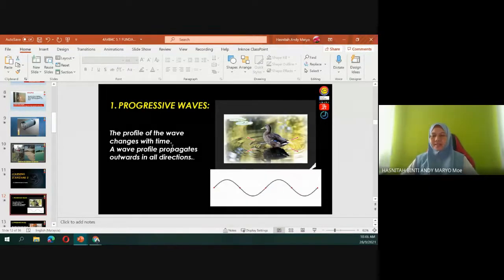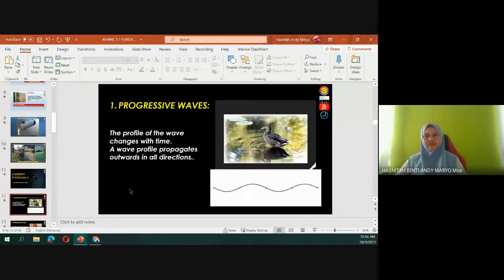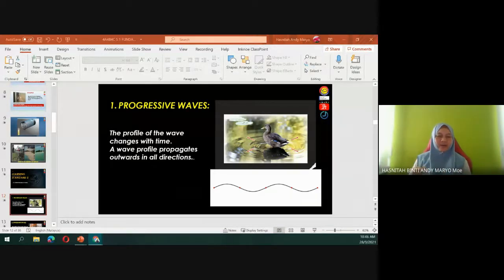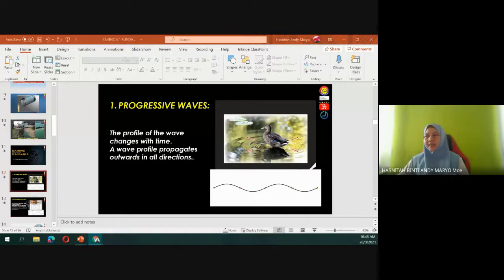And then second, can you give examples of progressive wave? Students, for progressive wave, we have two examples. First is transverse wave and second is longitudinal wave. So you can write this in the two boxes down there: transverse wave and longitudinal wave. These two are both called progressive wave. While for the second type, ini cikgu ulang semula saja sedikit apa yang kita belajar sebelum ini.